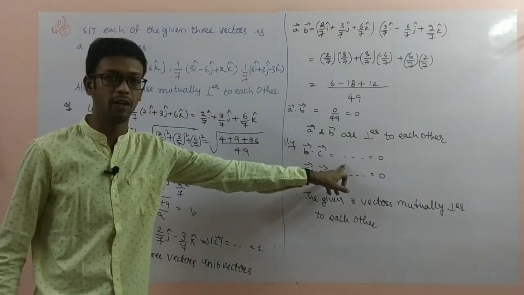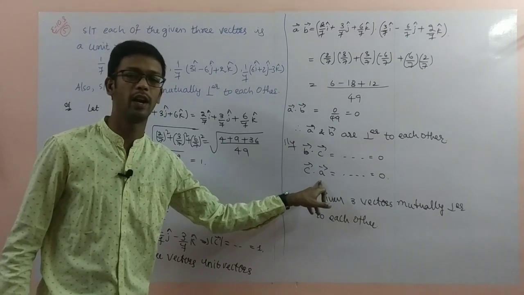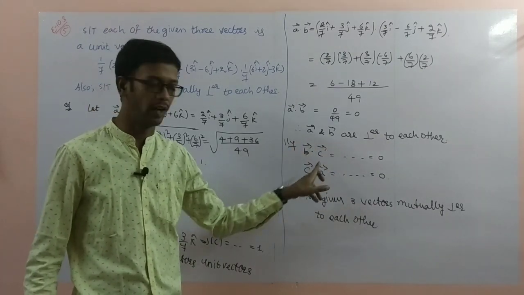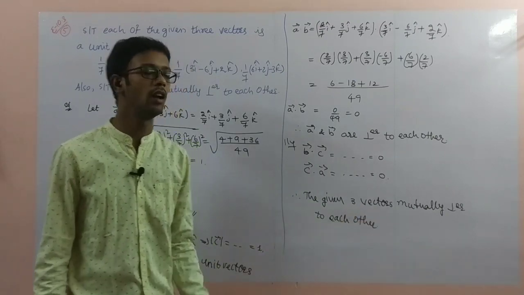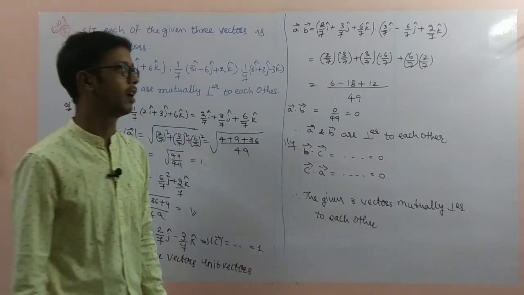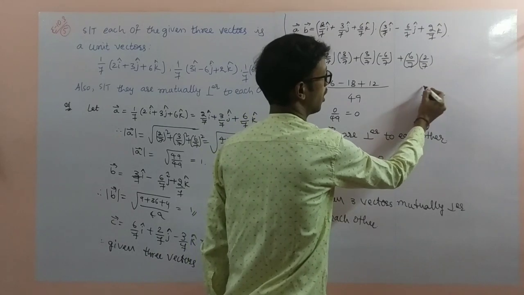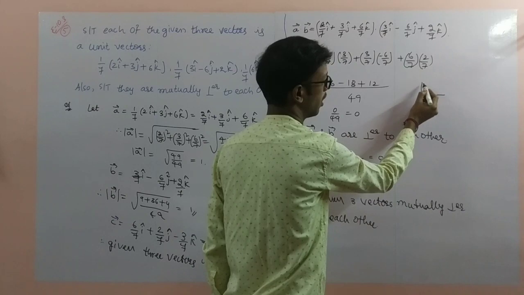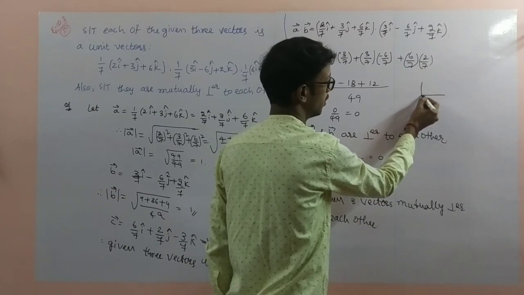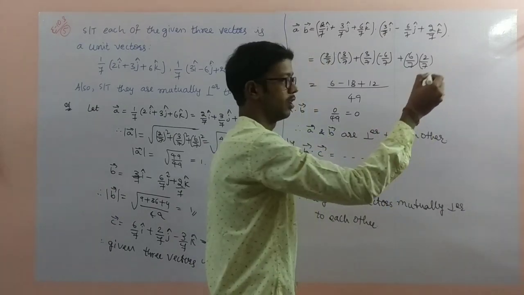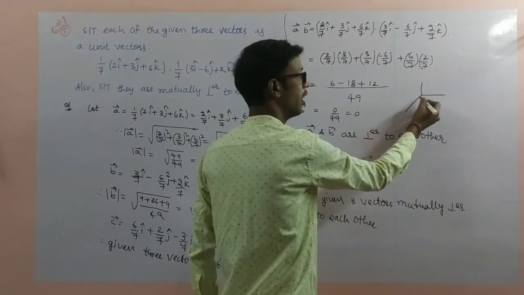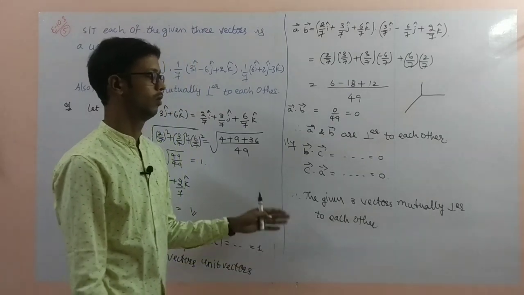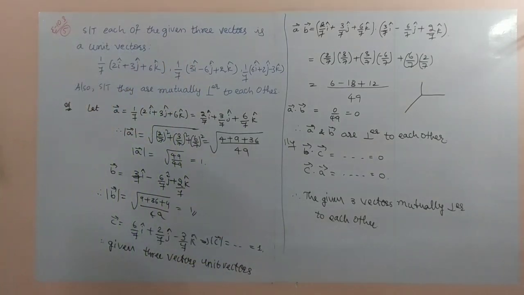You have to continue this one: B bar dot C bar and C bar dot A bar. Every pair is perpendicular, so we can conclude the three vectors are mutually perpendicular. Why? Because A is perpendicular to B and B is perpendicular to C. B is perpendicular to C means this is in three-dimensional space. Therefore, C is perpendicular to A also. So now pause the video to note it down.